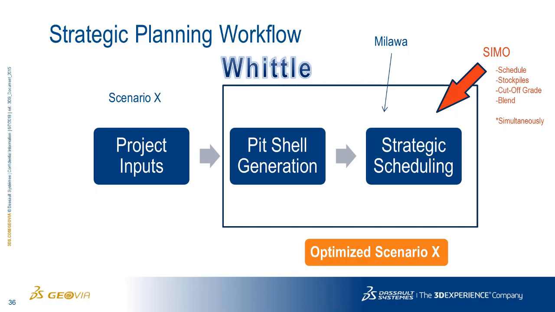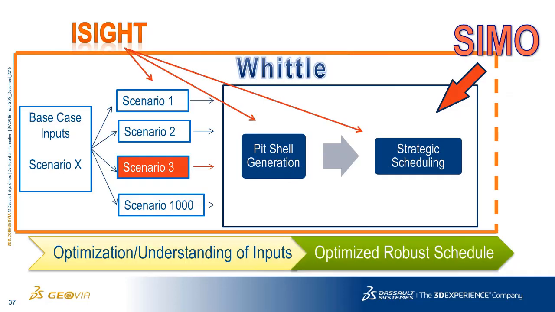But the question is, are there better inputs or different inputs I could have used that would produce an even better schedule? That's where ISIGHT, which is a simulation tool, comes in, which allows us to automatically iterate through hundreds or thousands of Whittle runs, essentially. It sets up as an automatic loop that the user is going to run and then walk away from as Whittle runs hundreds or thousands of times.